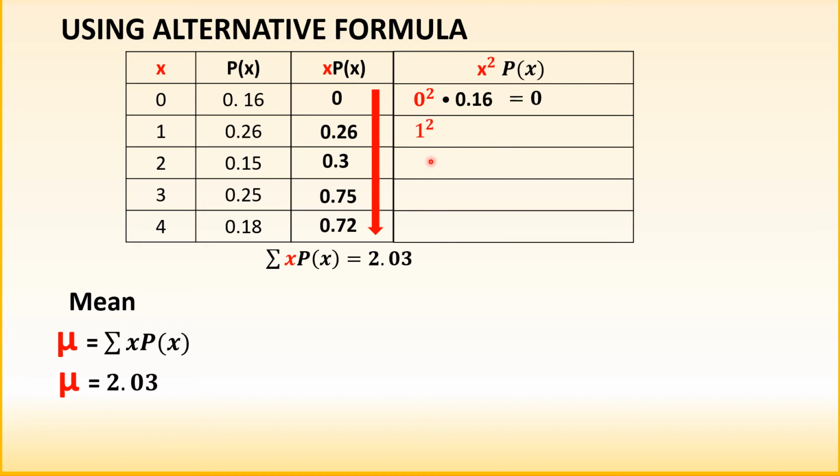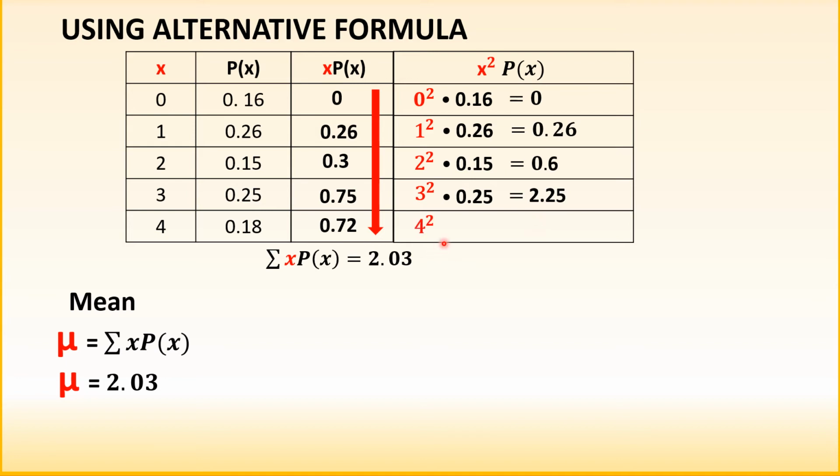Next is 1 squared. 1 squared is 1 times 1 and that is equal to 1, times 0.26 is equal to 0.26. Next is 2 squared. 2 squared is 2 times 2, that is equal to 4, times 0.15 equals 0.6. 3 squared. 3 squared is 3 times 3 and that is equal to 9. 9 times 0.25 is equal to 2.25.